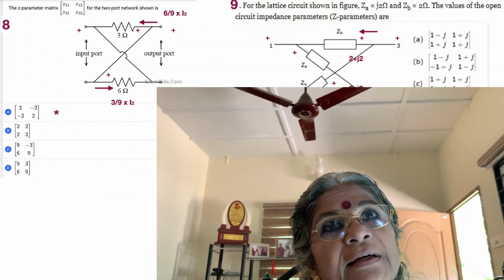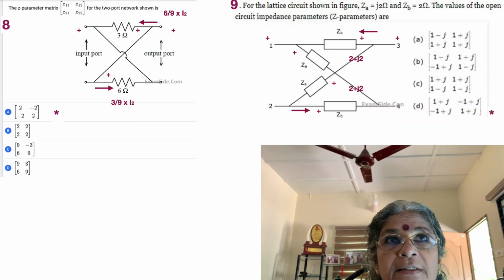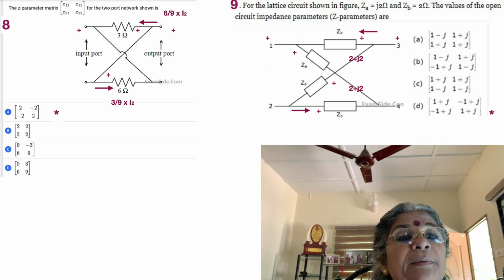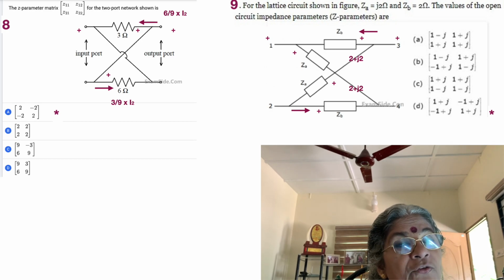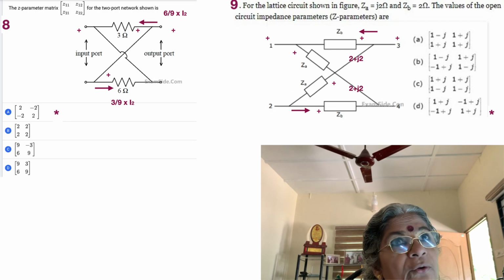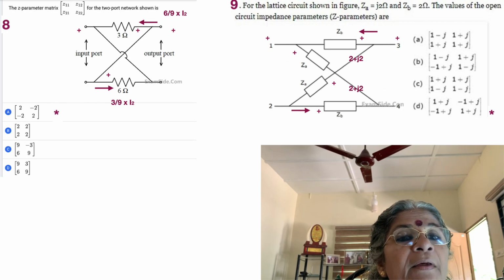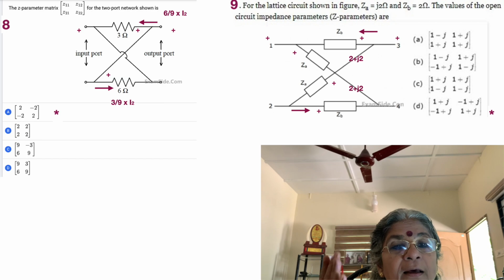In this problem, that is in 8th and 9th, we go for a different kind of structure, and we use the understanding that if it is impedance parameters, V1 is equal to Z11 I1 plus Z12 I2, and V2 is equal to Z21 I1 plus Z22 I2. So let's see. We have the input port, and then we have the output port. In between, on the upper arm we have 3 ohms, and in the lower arm we have 6 ohms, and they are cross coupled.